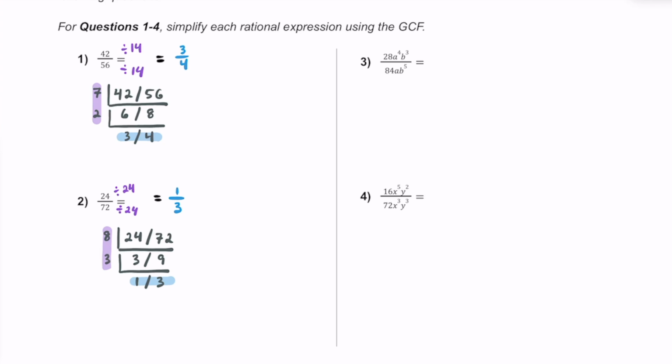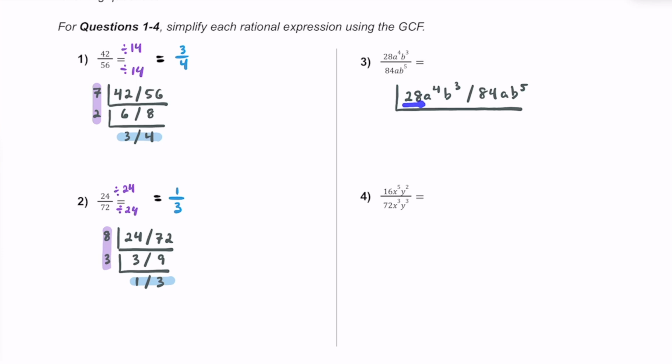All right, cool. So that's just dealing with some natural numbers, or just some regular numbers. Now let's go ahead and try doing this where we have some monomial expressions in the numerator and denominator. All right, so for number 3 here, I'm going to go ahead and write this 28a to the 4th power, b to the 3rd power, and that's going to be over this 84a times b to the 5th power. All right, so let's see what they have in common here.